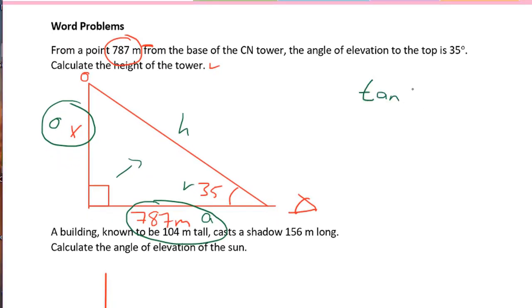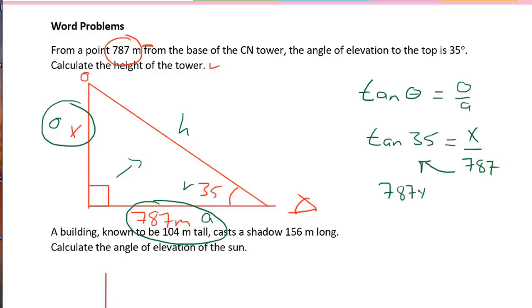We know that the tangent of theta is equal to opposite over adjacent. I can plug in information that I know. I do know what theta is, so I can plug that in, 35, equals opposite, which is x, over the adjacent, which is 787. Now I can cross multiply to isolate x, so basically I'm going to be moving the 787 up to the top on the left hand side. So we're going to get 787 times the tangent of 35, and that's going to equal x.